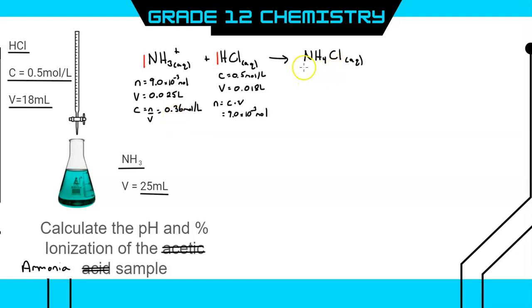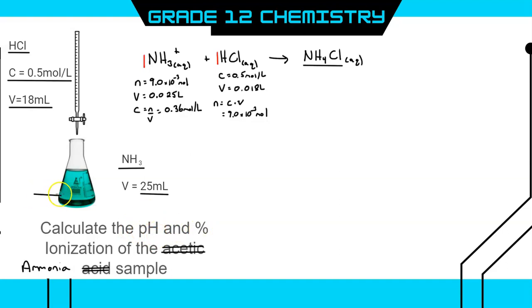Now this will actually dissociate to produce ammonium ions, and then that is going to produce hydronium ions, which is going to create a slightly acidic solution at around a pH of maybe 5. In this case, we use methyl orange because that will change color at around that pH. So that is how we determined our endpoint. But now that we know the concentration of ammonia, we can calculate its pH and percent ionization.